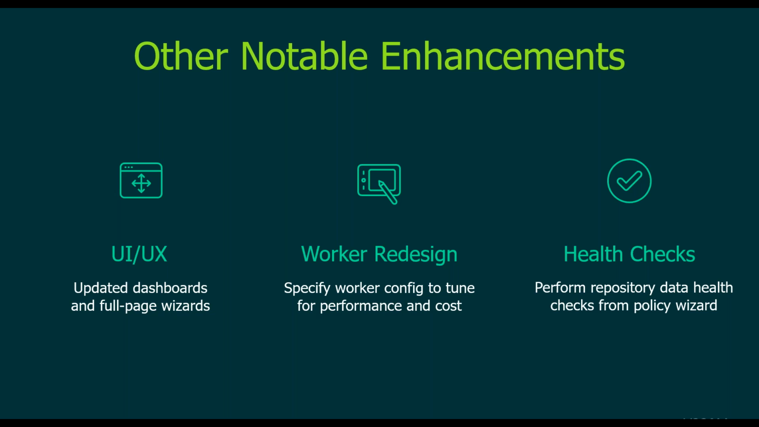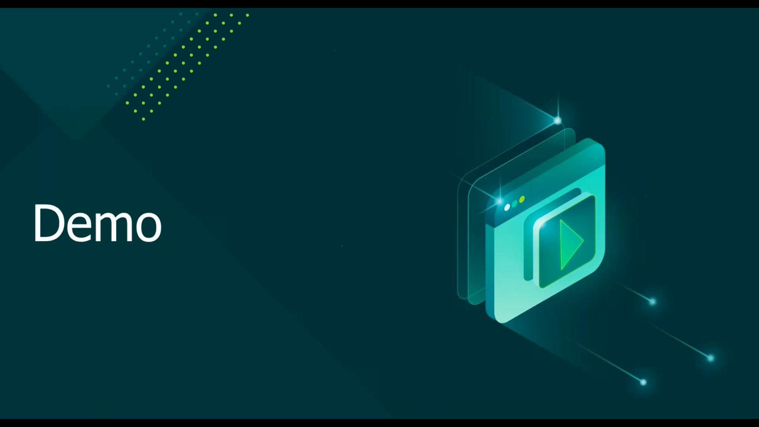For the worker redesign, you are able to design the worker depending on your usage for performance and cost, as well as the health check. You can perform the health check for the instance, which is also policy based, when you perform the backup using Veeam Backup for Google. So those are the new features that come with Veeam Backup for AWS version 5, Veeam Backup for Azure version 4, and Veeam Backup for Google version 3. Let's move on to the demo to see the product.